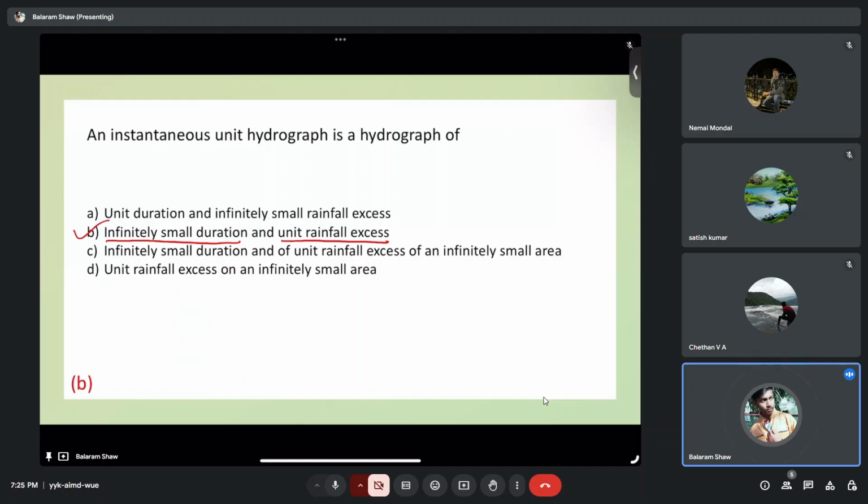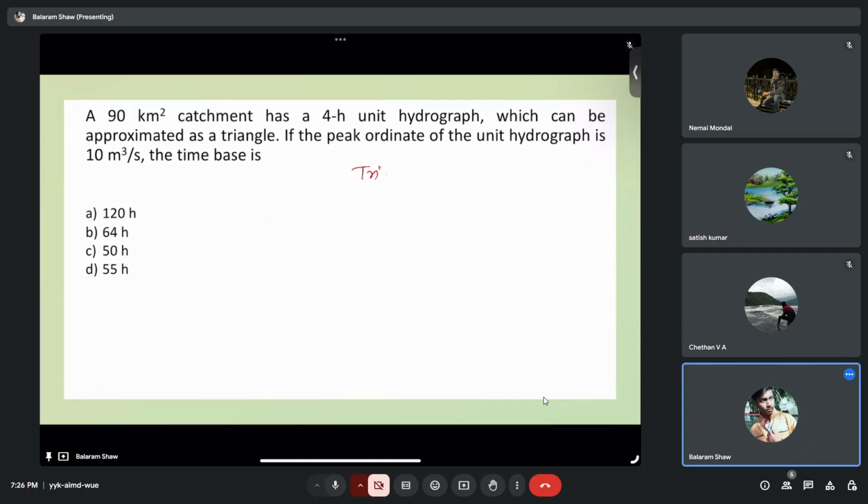Okay, so the next question is, a 90 km square catchment has a 4-hour unit hydrograph, which can be approximated as a triangle. So we have a triangular unit hydrograph, correct? And then if the peak ordinate of the unit hydrograph is 10 meter cube per second, the time base is how much? So if you just write the area under the unit hydrograph will be half into time base, let's say TB, into the peak ordinate, which is 10 meter cube per second.